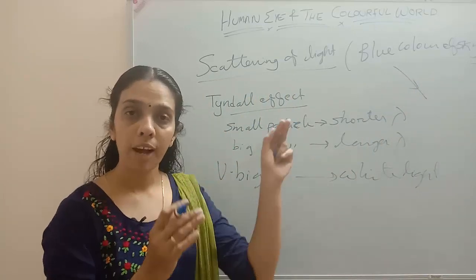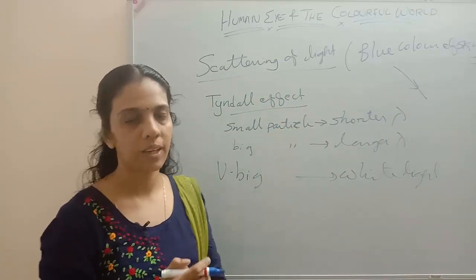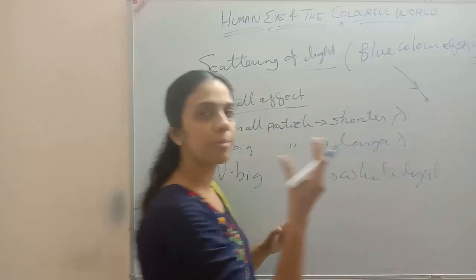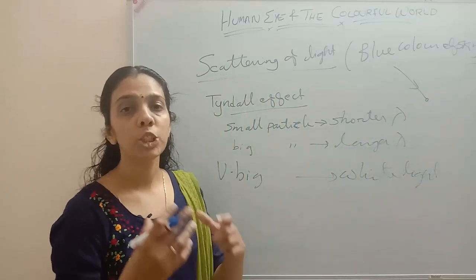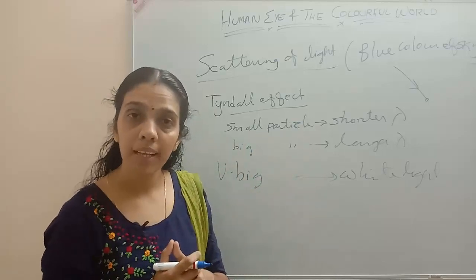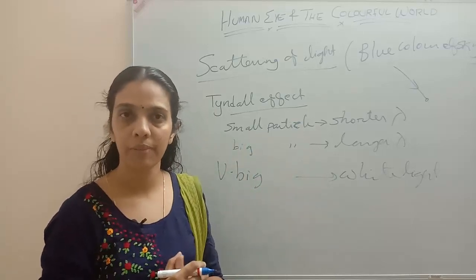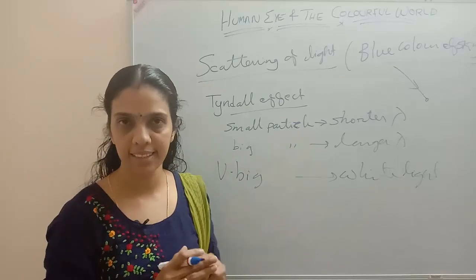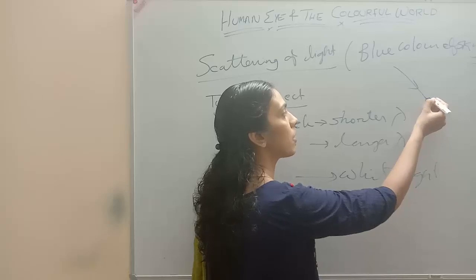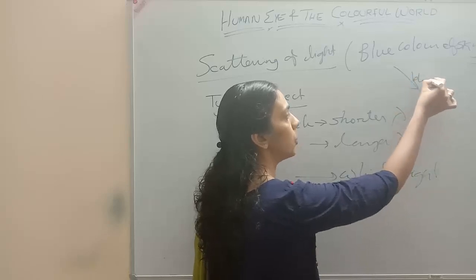So while it is passing through the atmosphere, what will happen? It will be getting scattered by the smaller particles, and the shorter wavelength, blue color, has shorter wavelength, that will be getting scattered. So while we are observing from here, we can see the color as blue.